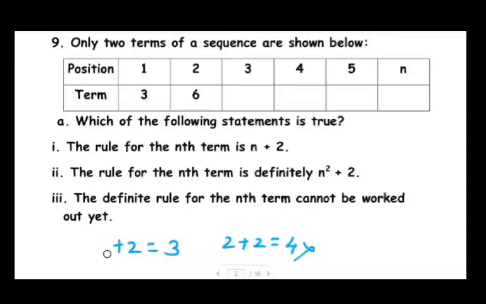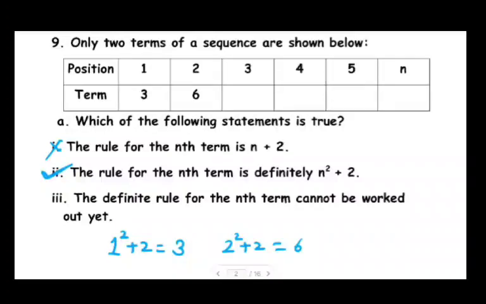So yes, we cross out this one. The rule for the nth term is definitely n square plus 2. So n square is 1 square plus 2, which gives us 1 into 1, 1 plus 2, 3. That's my first position. My second position, 2 square plus 2, which is equal to 2 2s are 4, 4 plus 2, 6. Yes, so it could be this one.